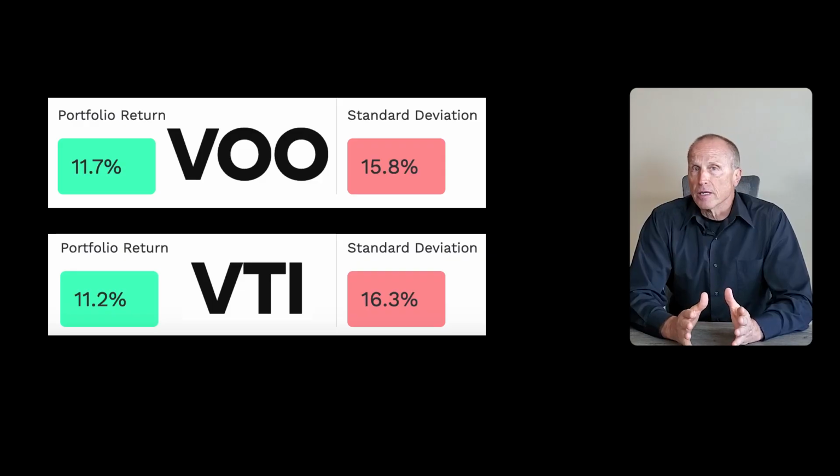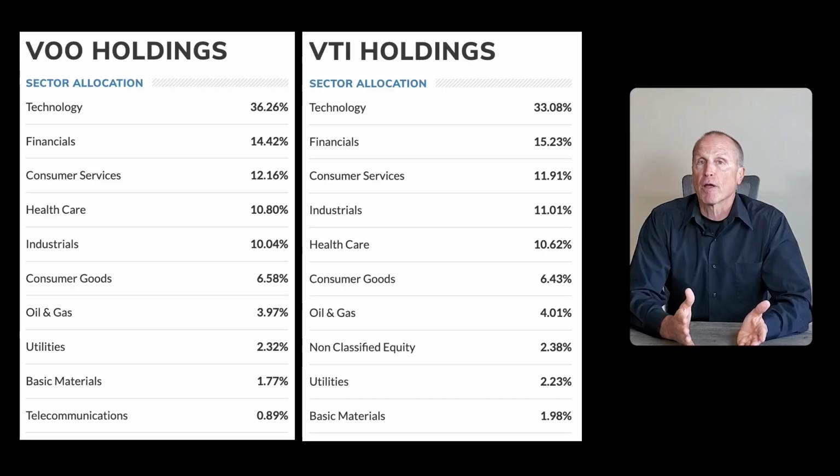Let's take a look at that. Again, for the same period, the S&P 500 had an annualized return of 11.7%, and VTI had an annualized return of 11.2%. In recent years, the S&P 500 has been outperforming the total market fund slightly because large technology companies have been outperforming the overall market, and the S&P 500 has around 36% of its assets in technology, and VTI has around 33% of its assets in technology.